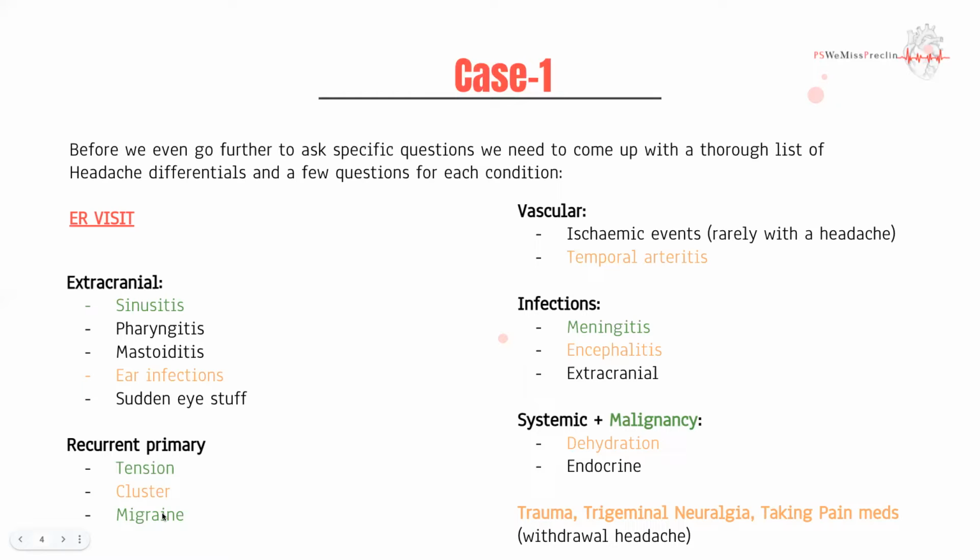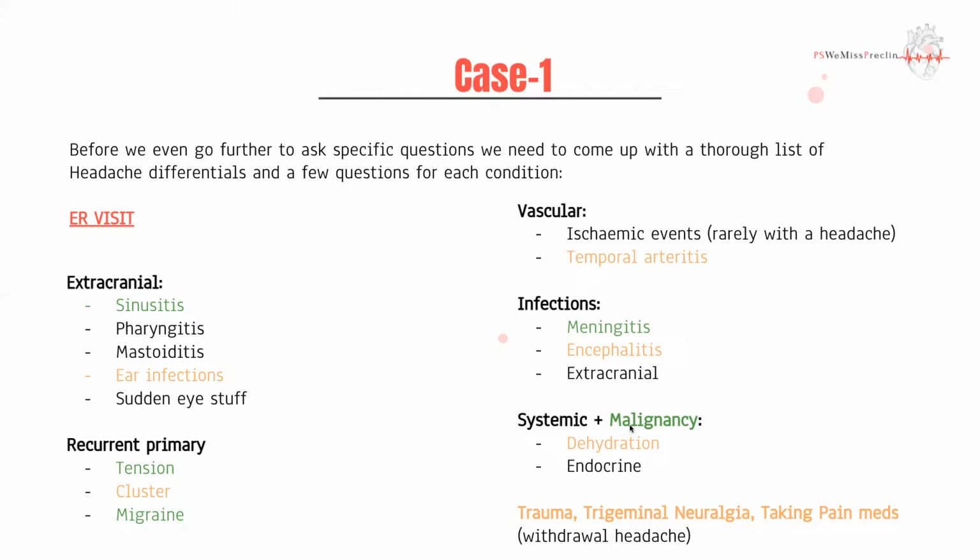For these three, you should know them in and out. You should know how they present, what the pain is like, how they're different, how you treat them, and so forth. This will come up on your exam. We then have vascular causes like temporal arteritis, which is almost unheard of in a younger demographic, almost exclusively in people above the age of 50. A typical sign seen in temporal arteritis is tenderness of the temples, and that's because you have inflammation of the temporal arteries. Infections, again, are a big one: meningitis, encephalitis, and the extracranial infections we talked about.